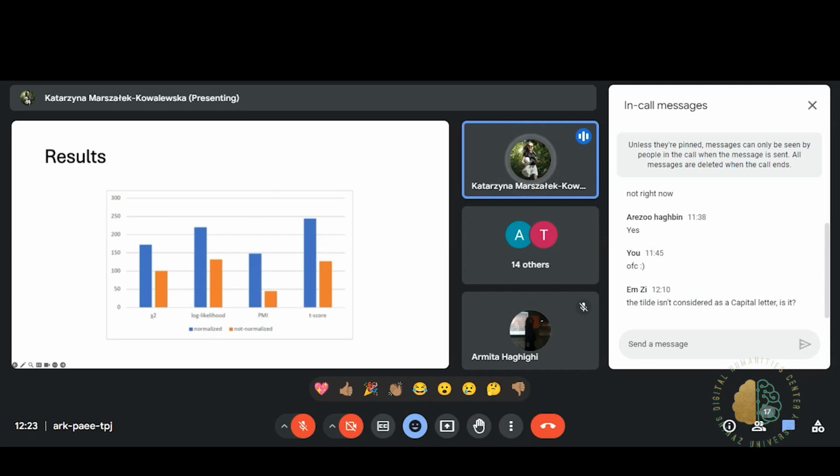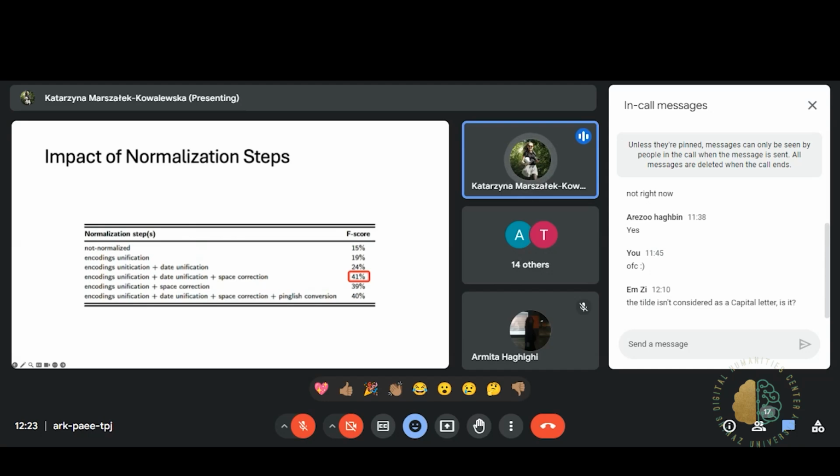So I do hope that this really shows that the normalization step is very important for your downstream natural language processing task, this particular results here. Okay, and since different normalization steps would fit different data and different downstream NLP tasks, it was interesting also for me to analyze the impact of the particular normalization steps on the multi-word expression discovery task.